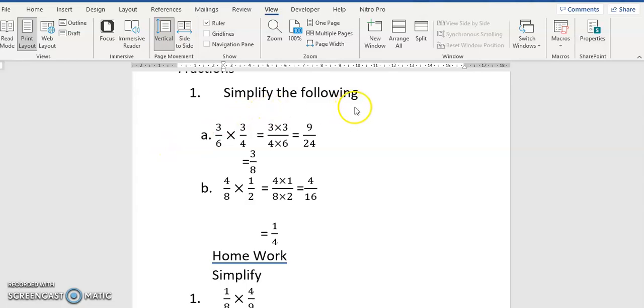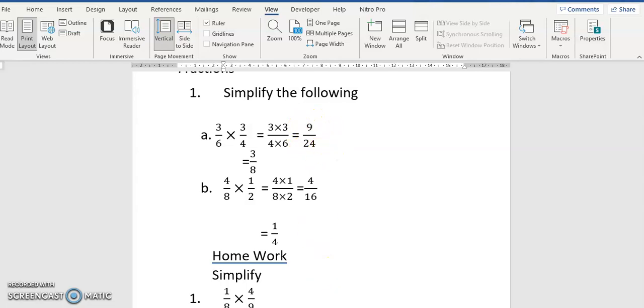Okay, let's simplify the following. 3 over 6 times 3 over 4. This one, the next step is going to be 3 times 3 over 6 times 4. And 3 times 3 gives us what? 9. 4 times 6 gives us what? 24. We can simplify this one.